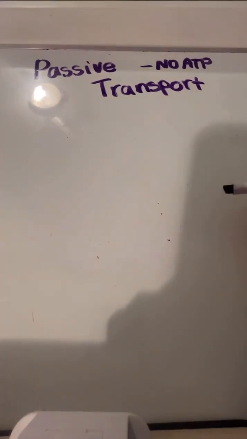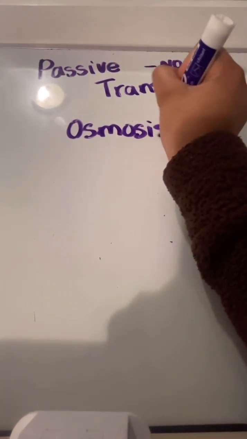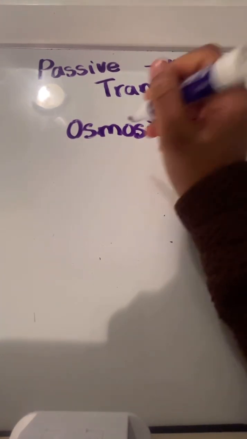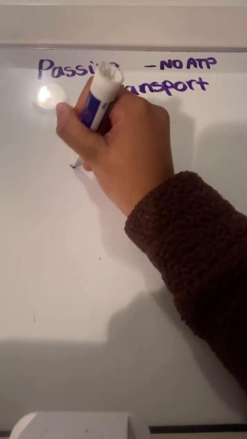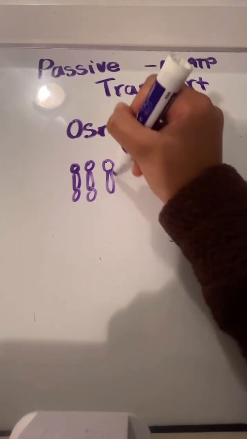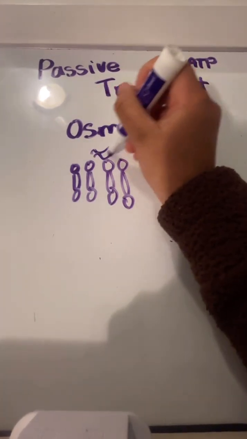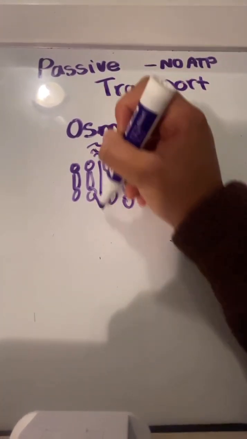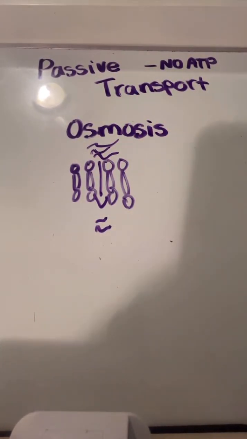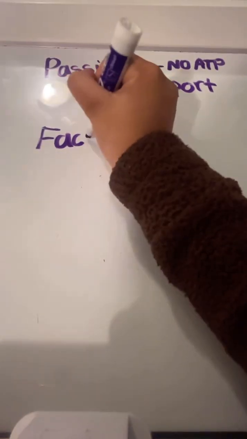The second type of passive transport is osmosis. Osmosis only transports water. Only water. It's the same thing as diffusion, but instead of being molecules, it's just water. So just like water going from a high to a lower concentration of water. That's what osmosis is. The last one is facilitated diffusion.